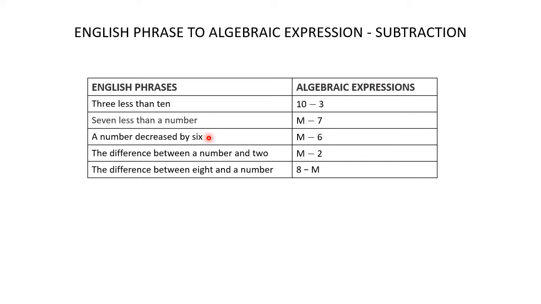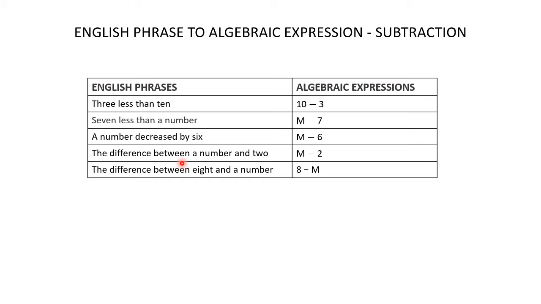Next, a number decreased by 6. So let the number be m. A number decreased by 6 means you have to subtract 6 from m. So a number decreased by 6 is m minus 6. You are subtracting 6 from m.